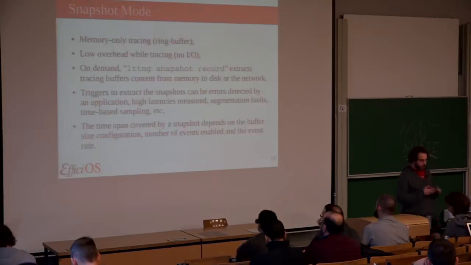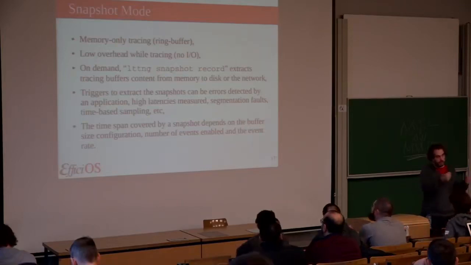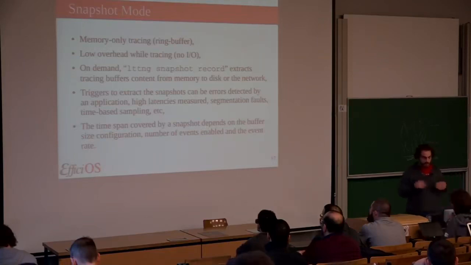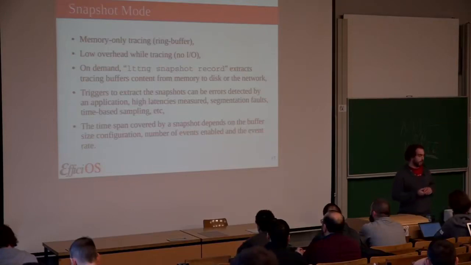The third mode, one of the most interesting, is the snapshot mode. So instead of having the trace's full buffers in memory, then we extract the data and write it to disk. In this mode, we don't write to disk by default. We just trace to the memory buffer, and that's it. It's just writing events, and when new events want to come and the buffers are full, we just overwrite other events. So it's low overhead because instead of doing I/O, we just write to memory.